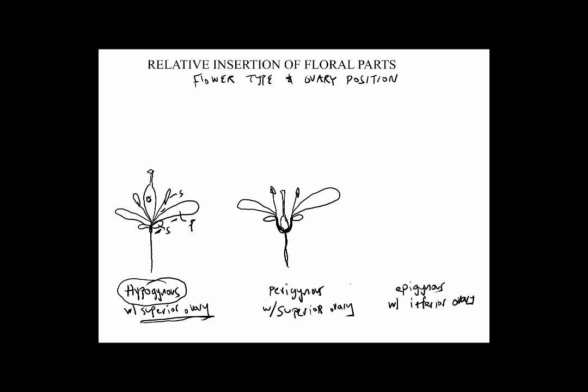And what we have done is we've made a compound structure that consists of the bases of the sepals, the bases of the petals, the bases of the stamens, and that cup is called a hypanthium.